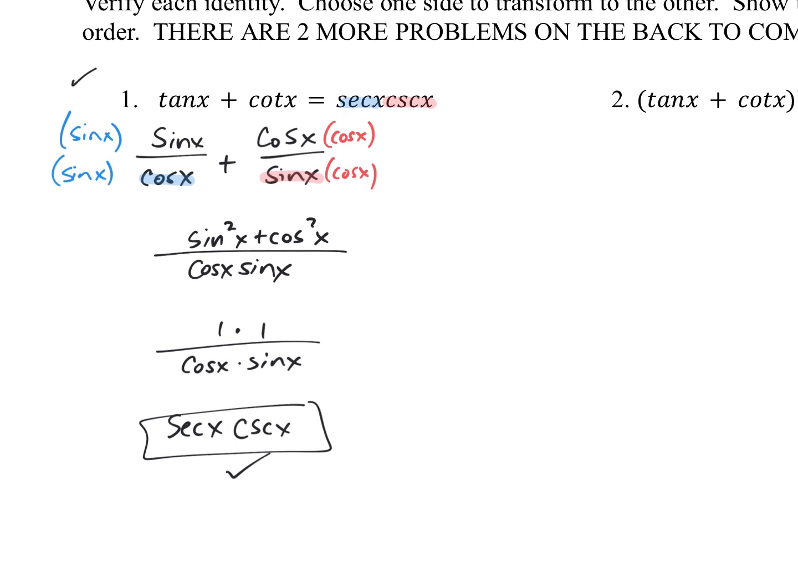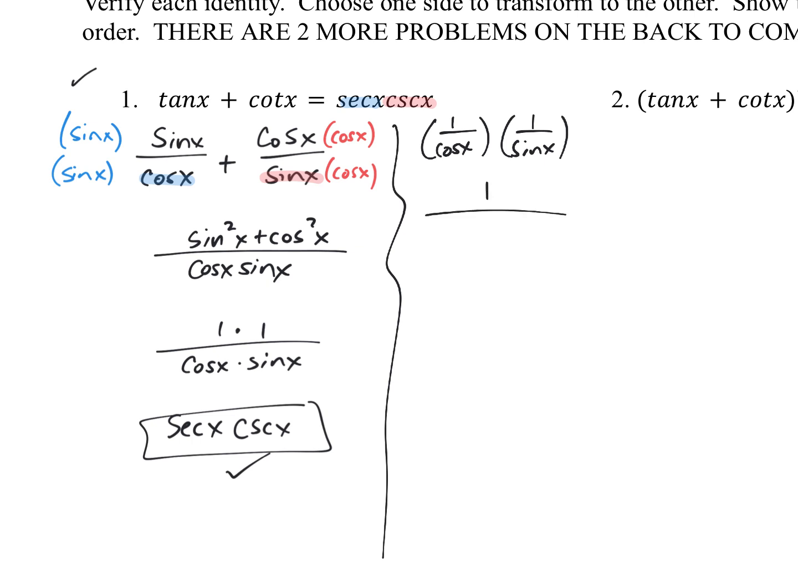Now, say we started in a different direction here. I'm going to just separate this, and we started working on the right-hand side. What we could do is write this as 1 over cosine x times 1 over sine x. And the big leap we'd have to make, when we combine this to a single fraction, is we'd have to rewrite 1 as sine squared x plus cosine squared x, all over cosine x sine x.